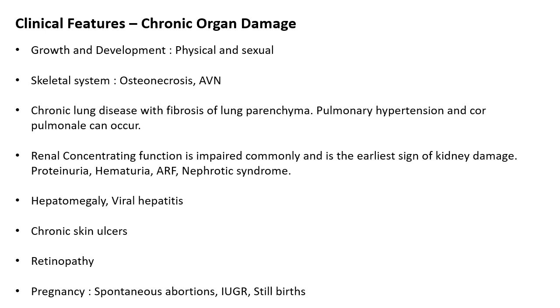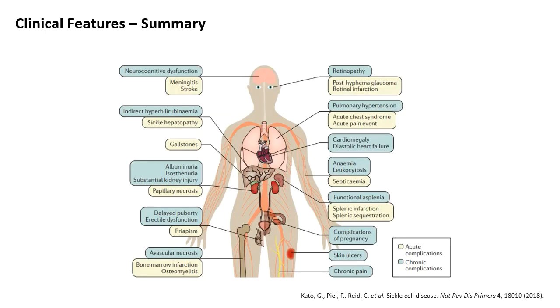Pregnancy is a special condition, and in sickle cell also it becomes special because here the chances of spontaneous abortions, IUGR and stillbirths increase. Again, the pathogenesis is vaso-occlusion and hemolysis. To summarize, each and every organ is almost involved because of sickle cell anemia. There can be acute complications which are known as crisis, and there can be chronic complications that are chronic organ damages.